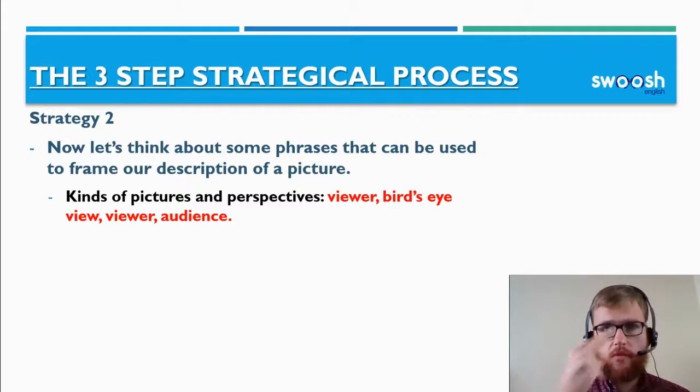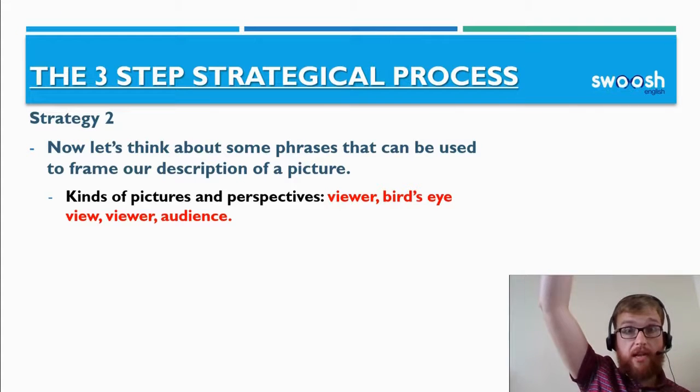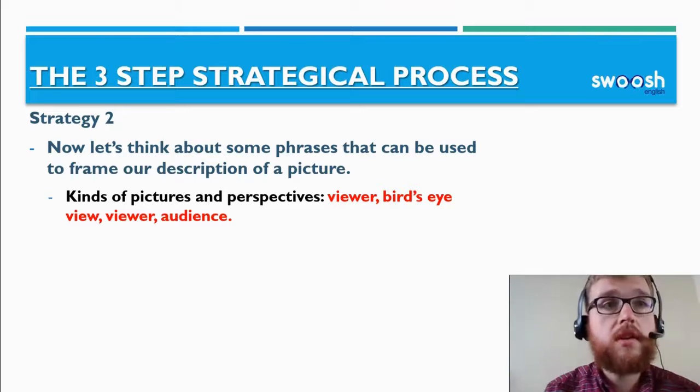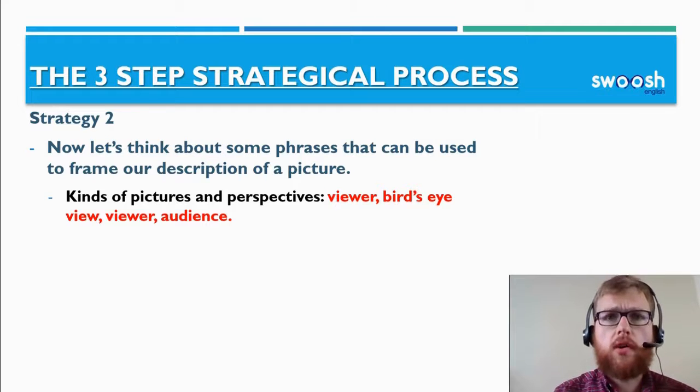The viewer. The viewer is you and me. I am looking at the image. So the viewer is the viewer's perspective. Think of the image previously and the perspective that you would have. A bird's eye view refers to above, at the very top, looking down as if you were a bird, as well as the viewer audience. We can talk about the audience as well if you like.